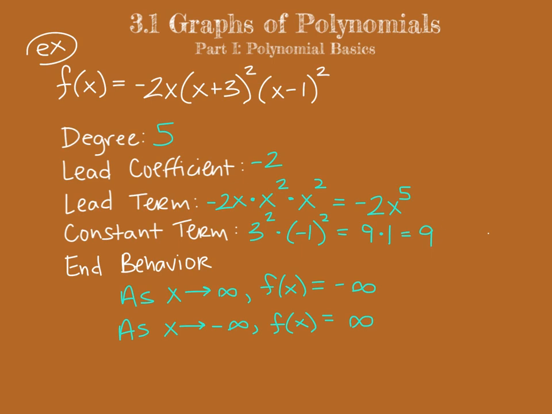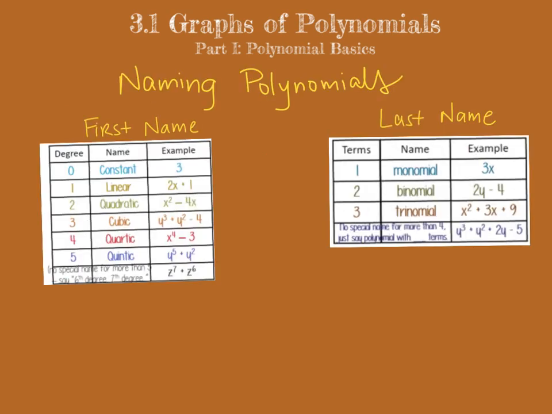We'll get 9. Our end behavior, our right end behavior, we take a look at the leading coefficient. It's negative, so our right end behavior goes to negative infinity. Our left end behavior, we have to look at the degree. Our degree is odd, therefore the left end behavior is opposite of that, so it goes to positive infinity.